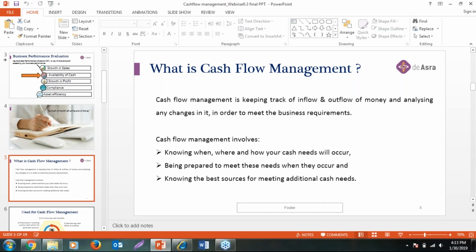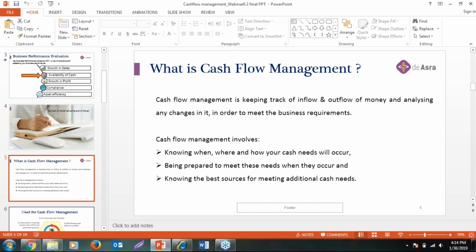There can be multiple reasons, as I said, such as paying these bills. Maybe if you are into manufacturing, increasing the manufacturing capacity. Overheads may increase or decrease according to the business activity. Tracking and analyzing the change, if any, in the business as per the market trends. So all these factors need to be taken care of while doing proper cash flow management. Right.